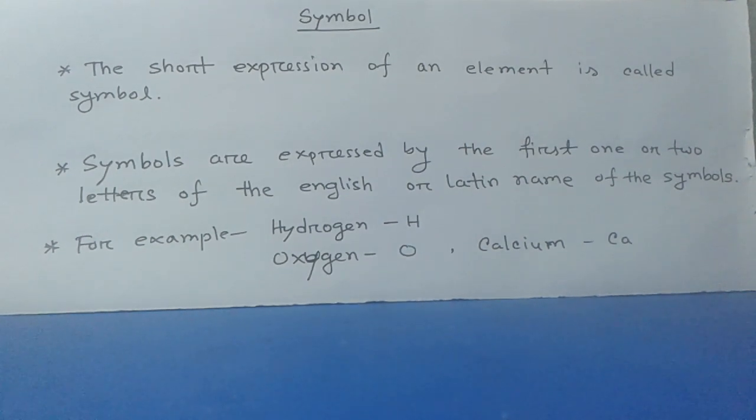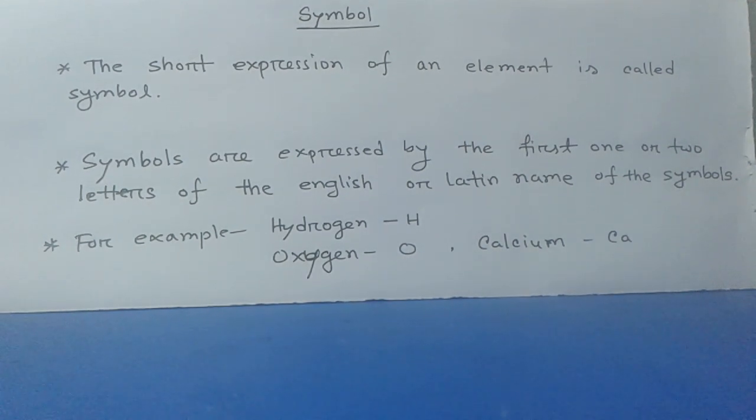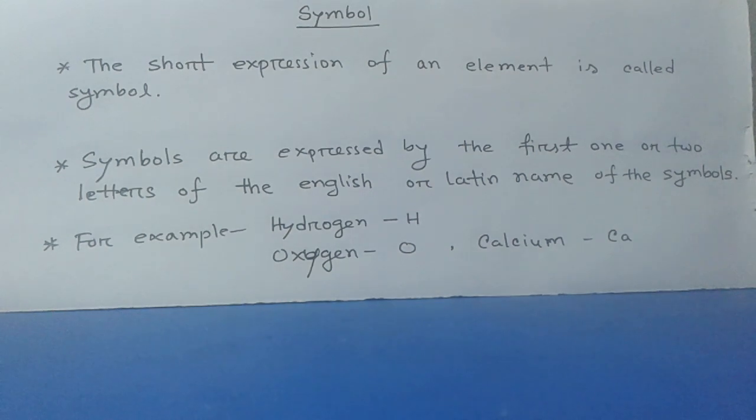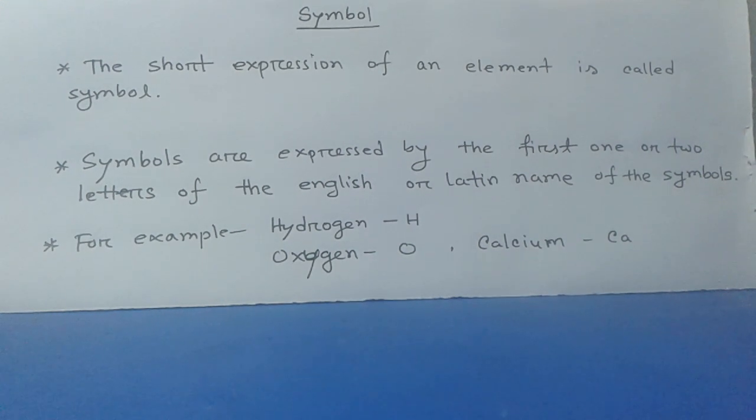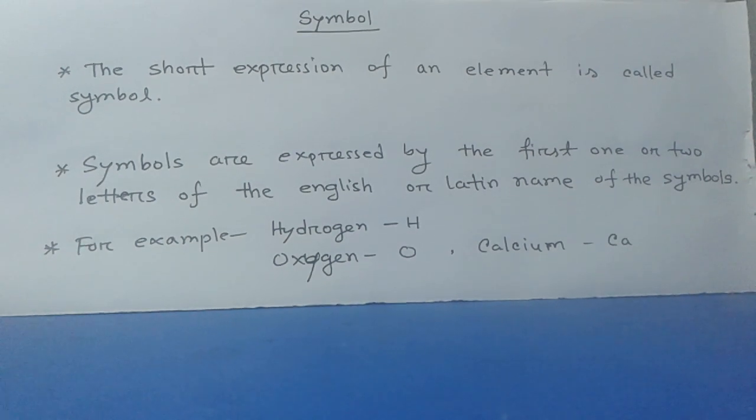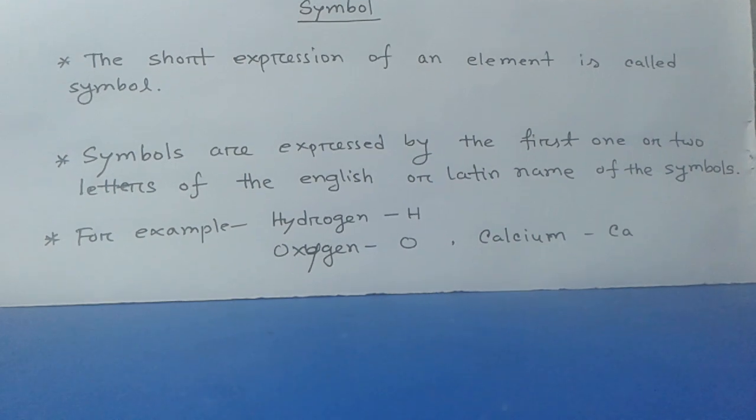Symbol. The short expression of an element is called symbol. Symbols are expressed by the first one or two letters of the English or Latin name of the element. As we know, the symbol of hydrogen is H, oxygen O, calcium Ca, etc.